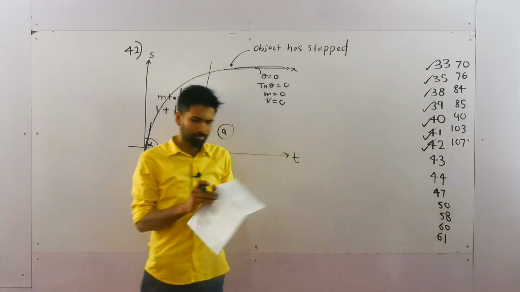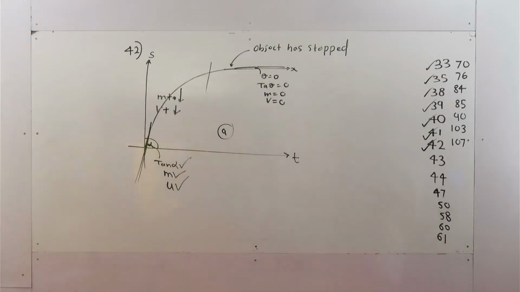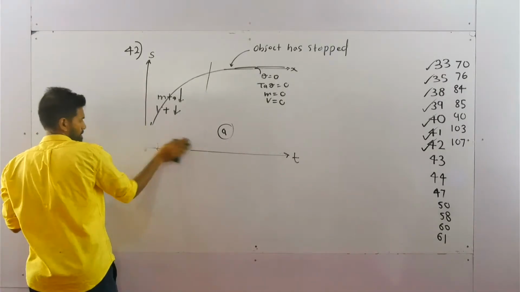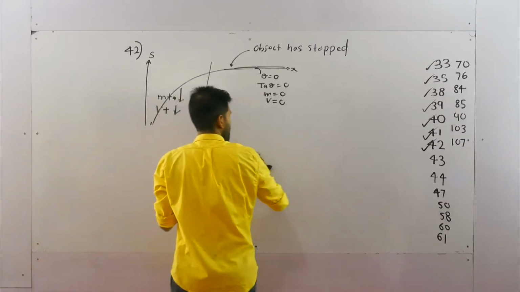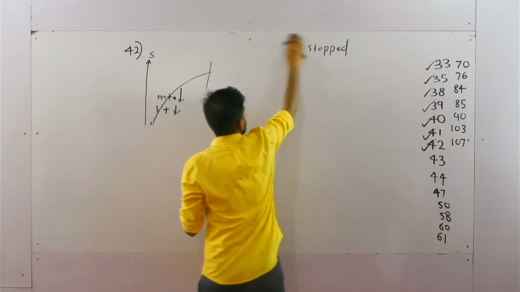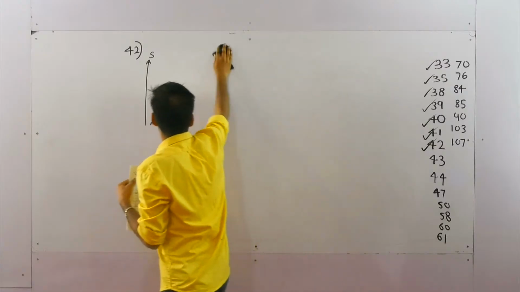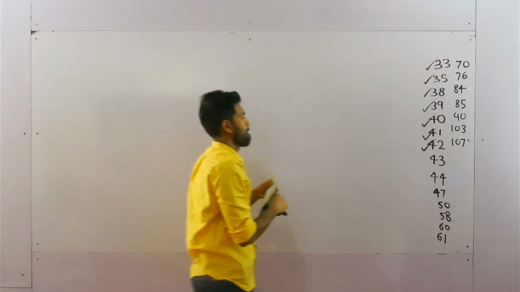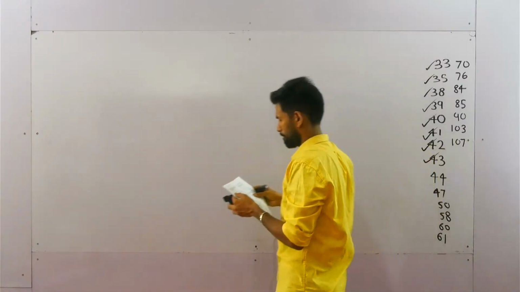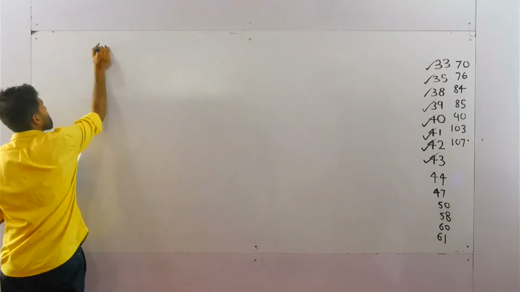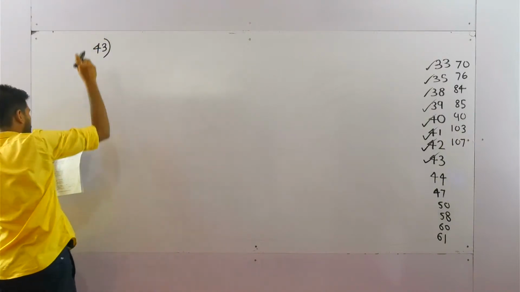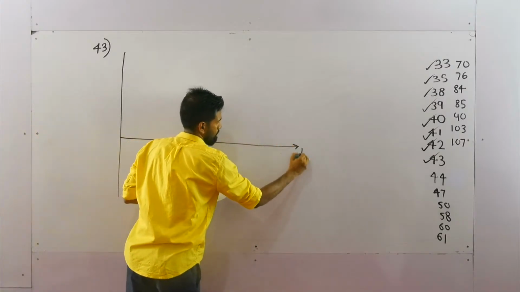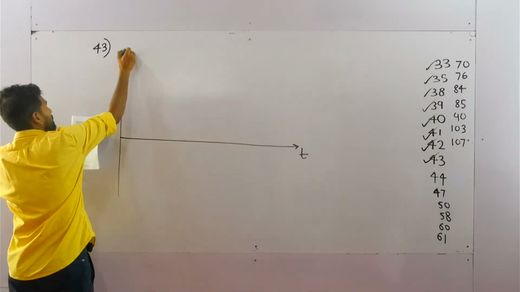Then question number 43. Question number 43. So this is the velocity time curve.